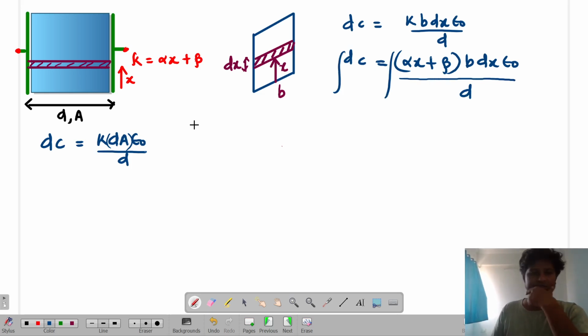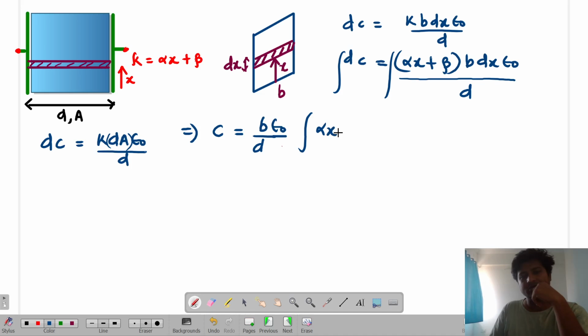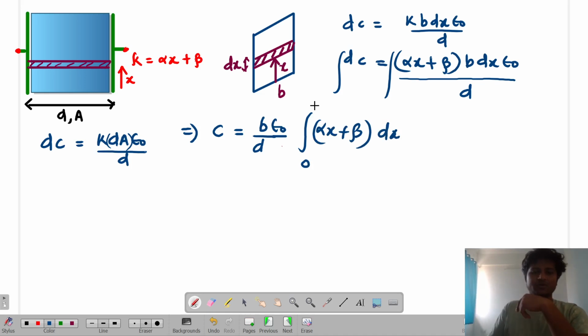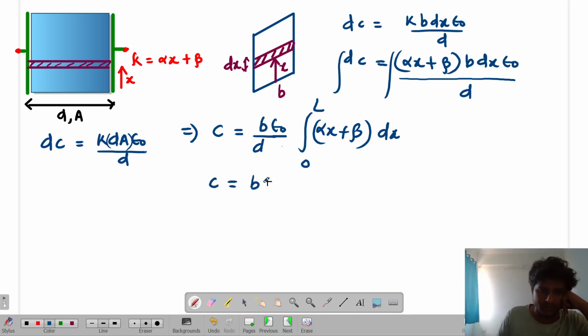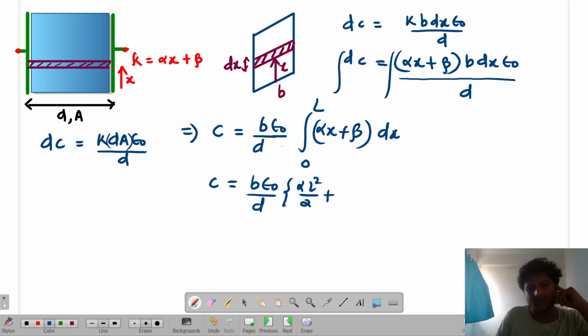Integrate it, right? Yes. So basically this implies C is equal to, I can take b epsilon naught by D common, integration of alpha x plus beta into dx, taken from 0 to length L, isn't it? So C is equal to b epsilon naught by D, this will become alpha x square by 2, so alpha L square by 2 plus beta L. This is my net capacitance. Are you able to get me or not?